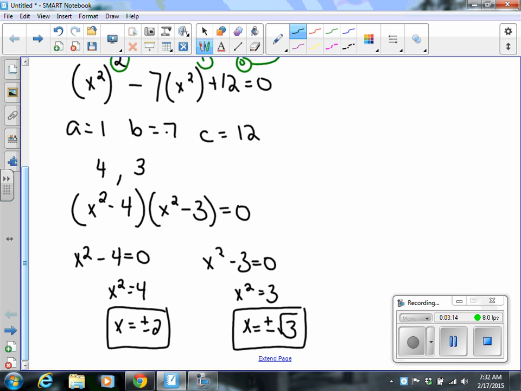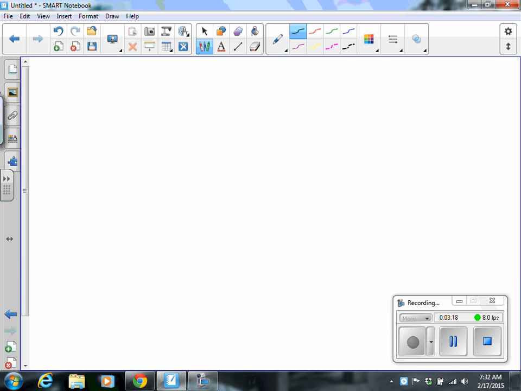So this one is a degree to the fourth. Let's look at something that's a little bit different. Let's say, for instance, I'm going to have a fraction. So let's say I have x to the 2/3 minus 9x to the 1/3 plus 20 equals 0.